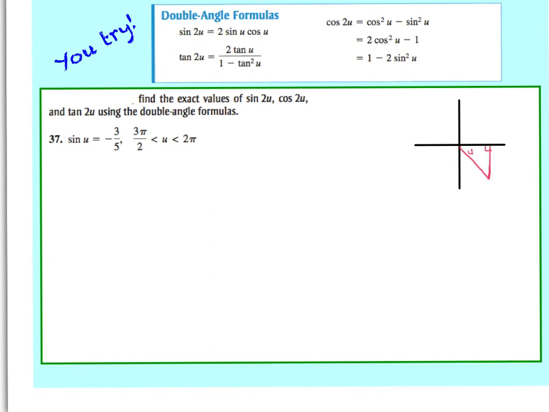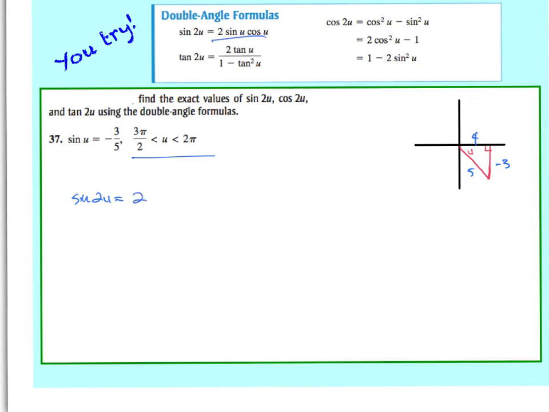All right, try this one. On this one, this constraint tells me it's where? In the fourth quadrant. So then we have sine. Sine is opposite over hypotenuse. Why is it a negative 3? Goes down. So what's my other side? 4. And so now we have sine of 2u. I would recommend you rewrite that, however, for the sake of time, I'm just not.